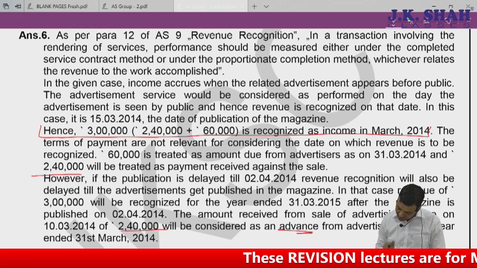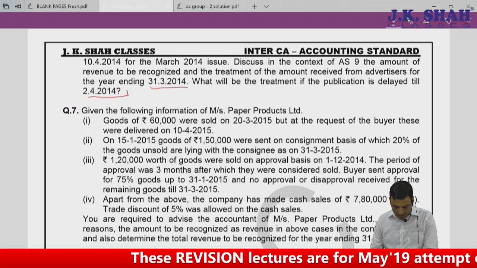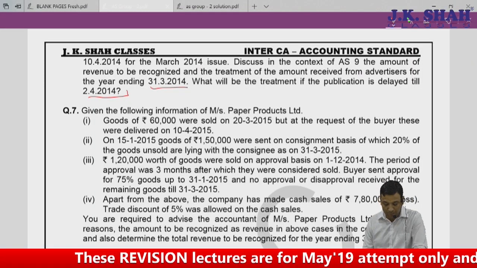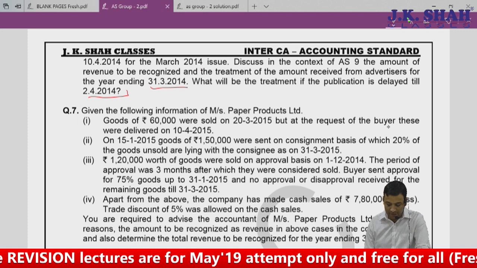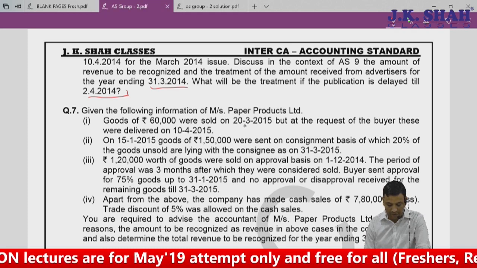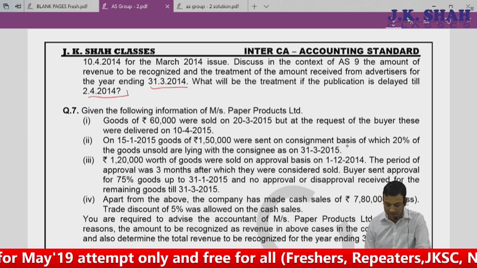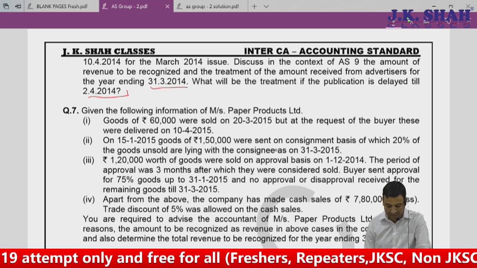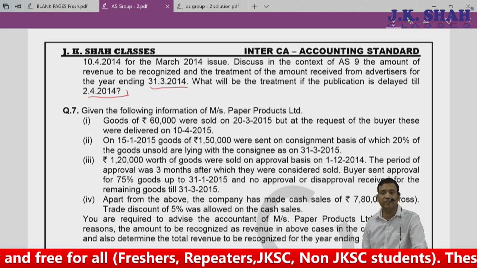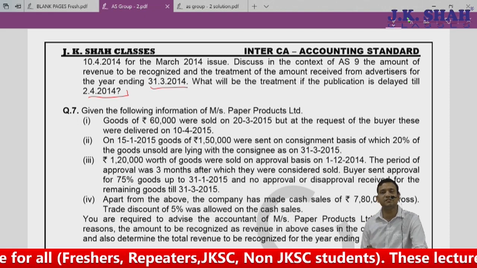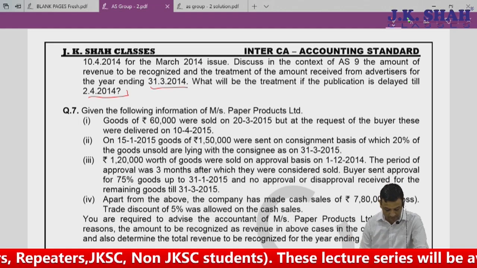We move to the next question then. Given the following information of Messrs. Paper Products Limited: goods of 60,000 were sold on 20th March, but at the request of the buyer, they were delivered on 10th April. Can I say revenue will be recognized on 20th March only? On 15/1/2015, goods of 1,50,000 were sent on consignment basis, of which 20% of goods are unsold, lying with the consignee as on 31st March 15. So we'll be recognizing revenue only with respect to 1,50,000 into 80%. In respect of consignment, the revenue is to be recognized when the consignee sells it to outside parties.